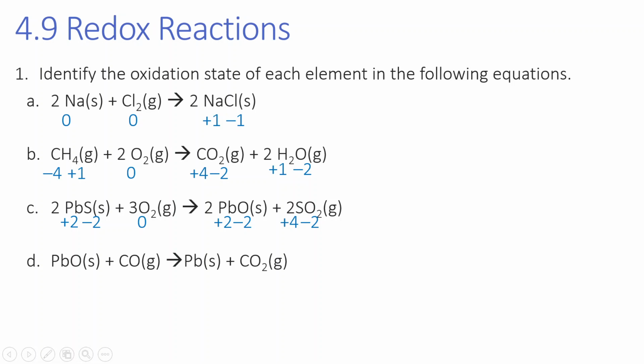For my last one here, I have lead oxide. Oxide is going to be -2 because it's a monatomic ion. So lead is going to have to be +2. For CO, O is -2, so C has to be +2. For solid lead, lead is a solid in its standard state, lead metal, so its oxidation state is 0.